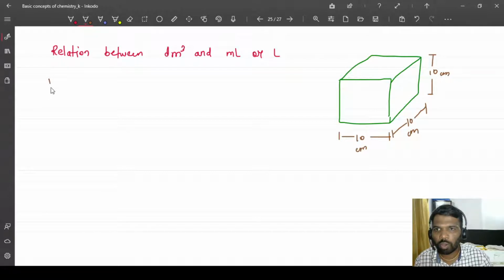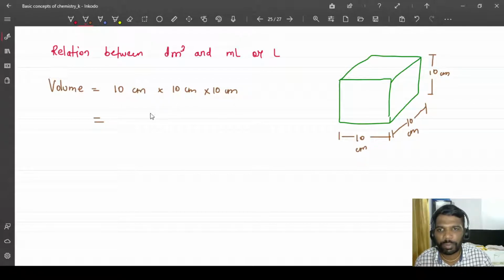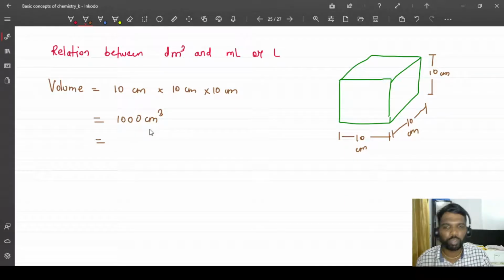So volume of this cube will be written as 10 centimeter multiplied by 10 centimeter multiplied by 10 centimeter. Now what is this? 10 multiplied by 10 into 10, right? It is 1000 centimeter cube. Now 1 centimeter cube is equal to 1 ml. So 1000 centimeter cube is equal to 1000 ml, right? So here the volume, I can also write, is equal to 1 liter.